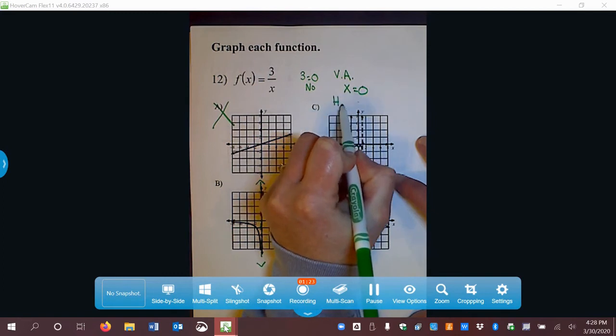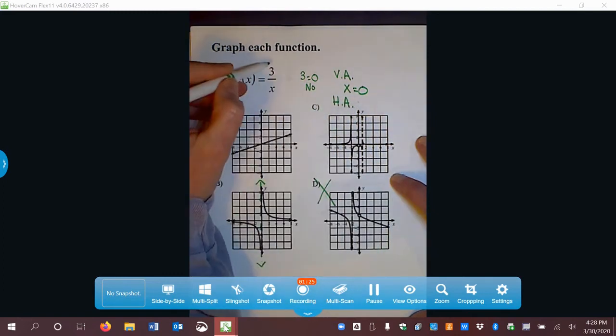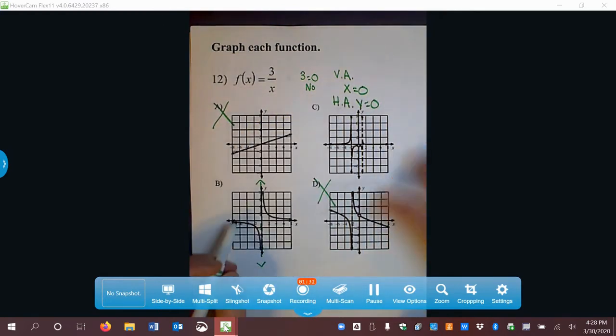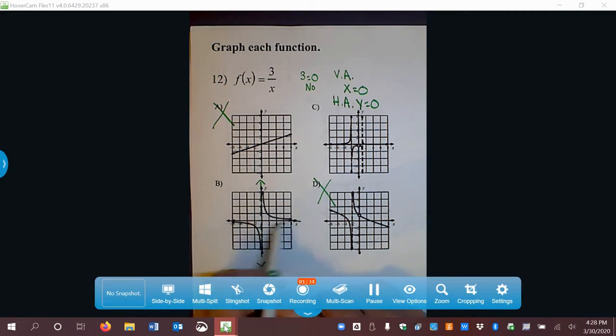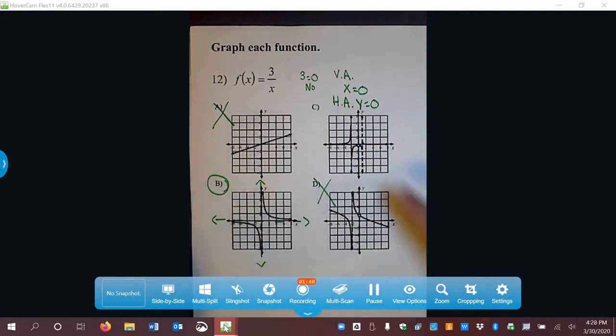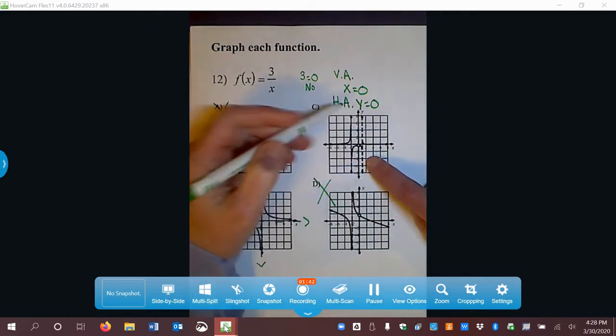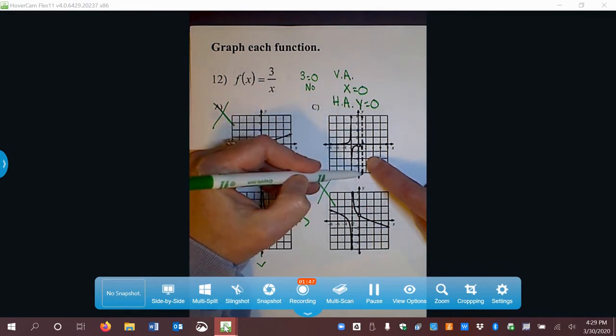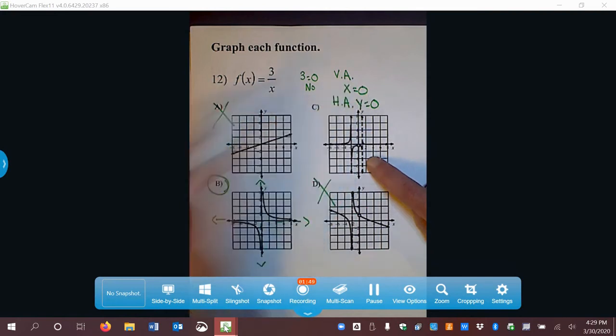Horizontal asymptotes for this one right here is the degree of the numerator is less than the degree of the denominator, so that means y equals 0 is your horizontal asymptote. So this option B very nicely shows us that the graph that is the answer. C would not be the right answer because you see it has a vertical asymptote over here at 1, and that is not correct for this scenario.